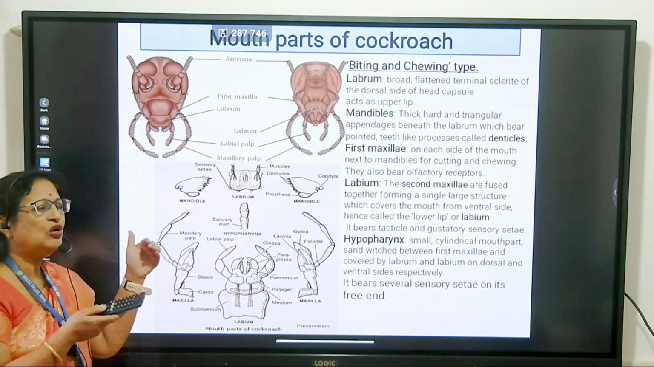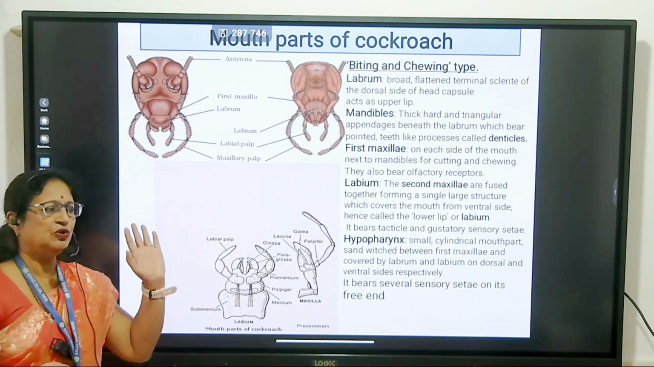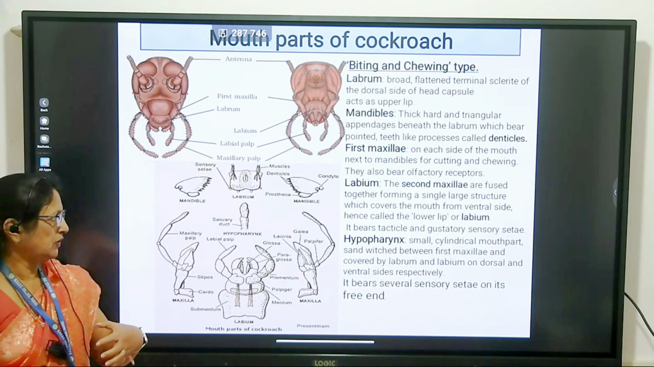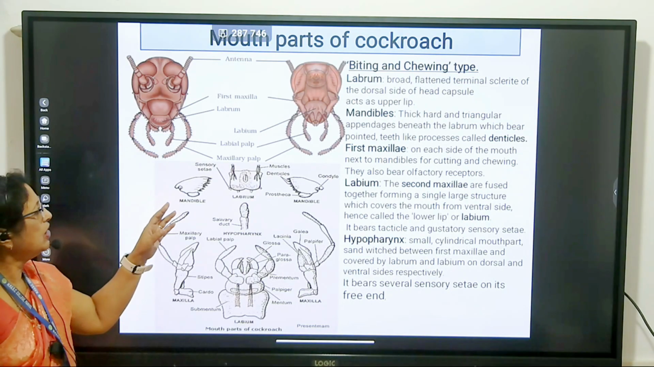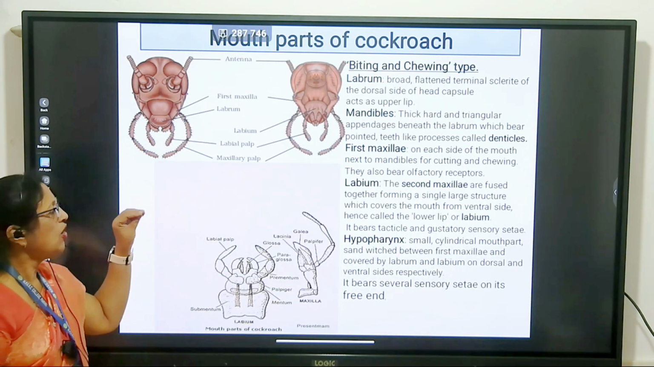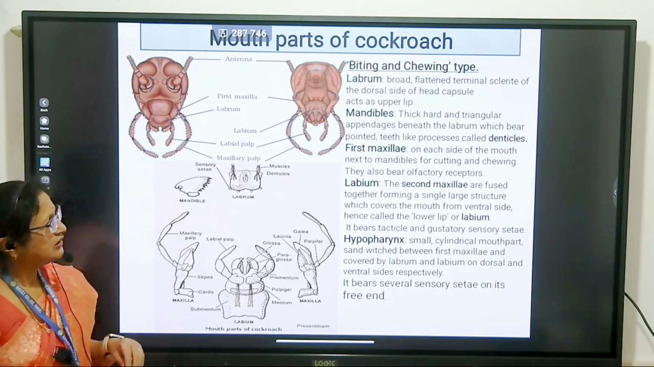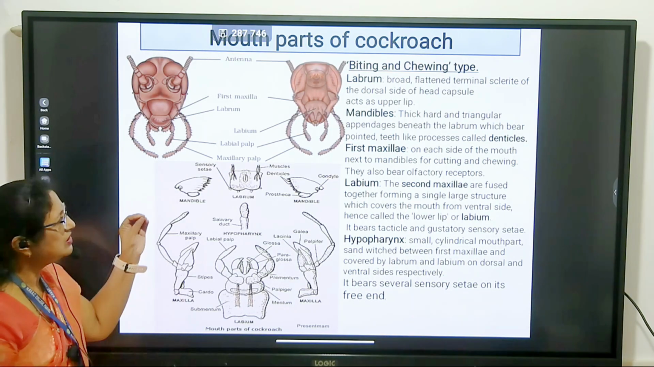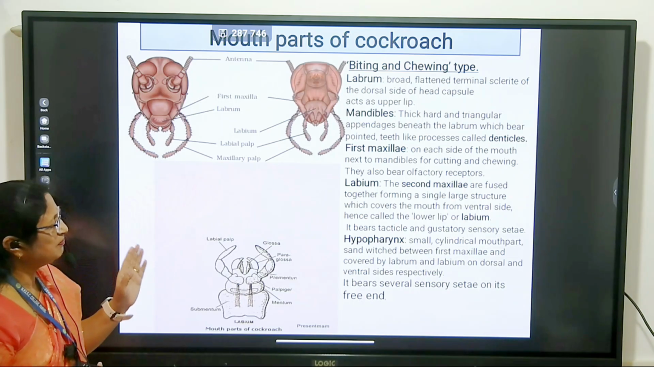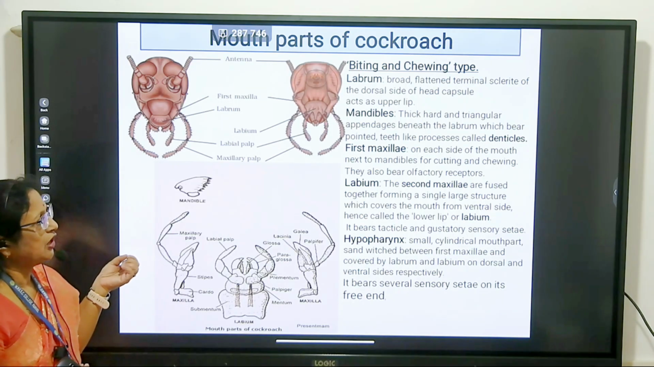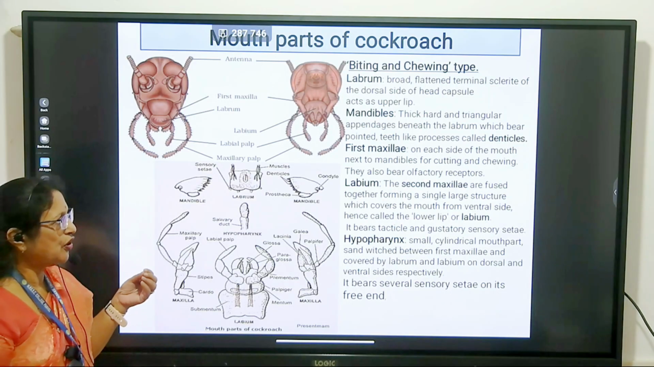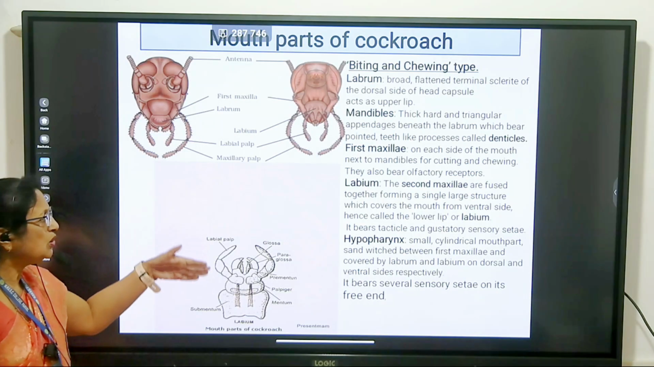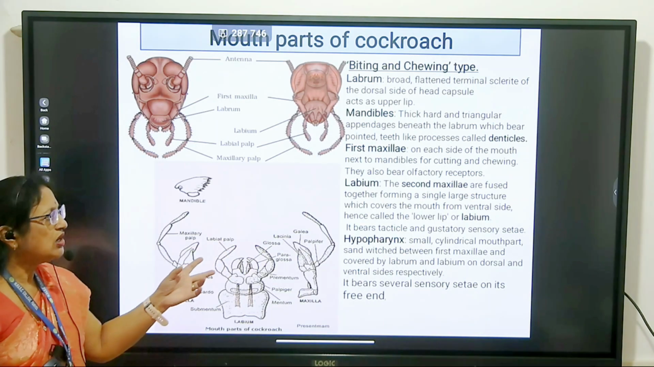So these teeth are only present in this mandibular region. They are not present in the mouth cavity. The serrate margin has a calcareous hard structure, which is teeth, and that's why these mandibles are hard, thick and triangular structures which are present just below the labrum, and they are useful for the cutting of food material. Then below that there are two longer structures.